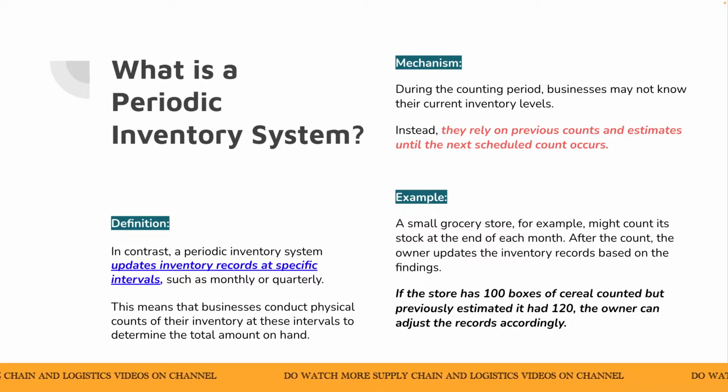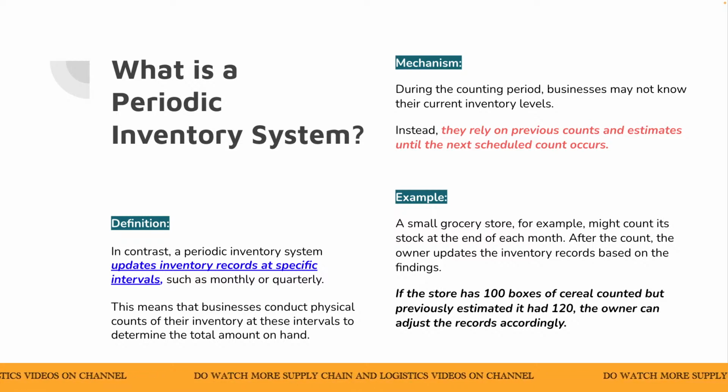Okay, so what's the example? A small grocery store might count its stock at the end of each month, which usually happens. These periodic inventory systems we will talk about in detail further; usually small vendors use this kind of system. Because they know that if the item doesn't have that much value, or the impact of losing a customer is not that much, these kinds of businesses usually use the periodic inventory system.